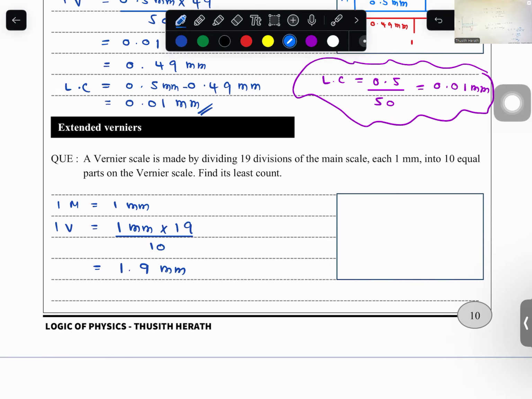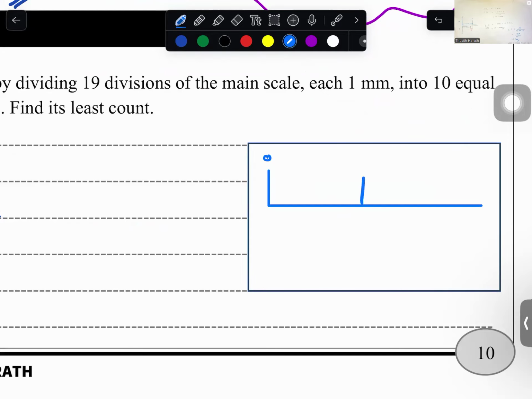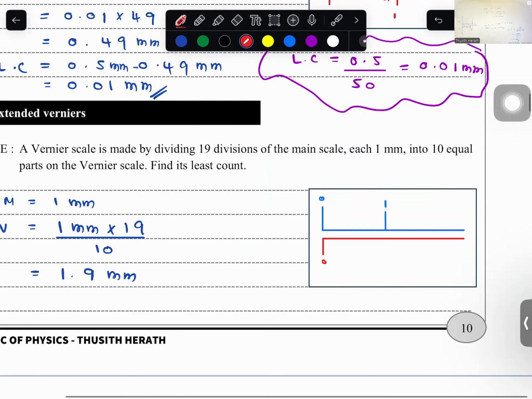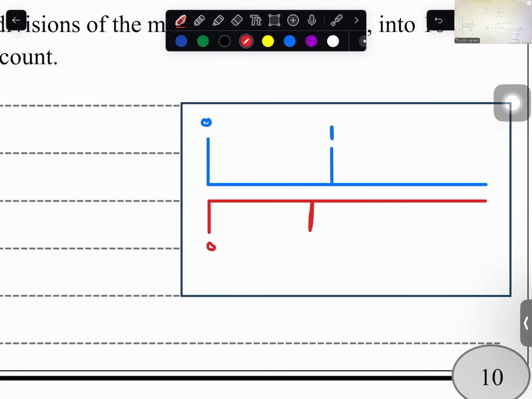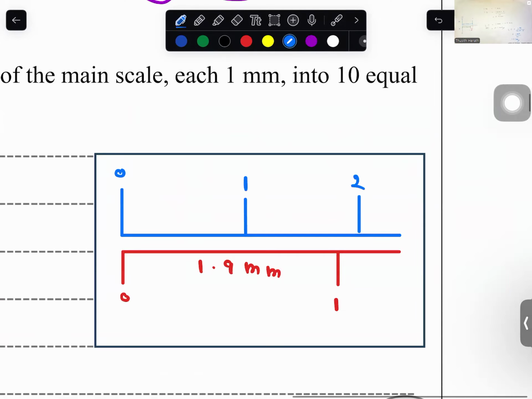Now we have to draw the diagram. Main scale 0, 1. If we draw the vernier scale 0, where's the first vernier line? It's 1.9 millimeters, so it shouldn't be here, because if it is here, it would be less than 1 millimeter, but it's almost 1.9 millimeters. So we have to draw the second main scale line also, and the vernier scale line should be in a position here. This is 1.9 millimeters, and the upper part is 2 millimeters.